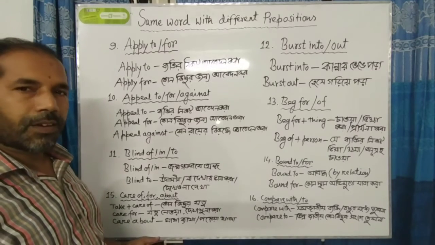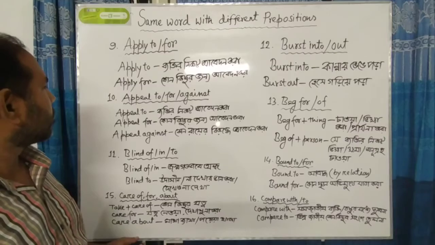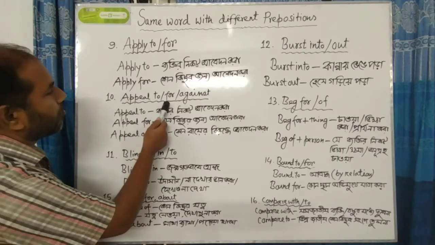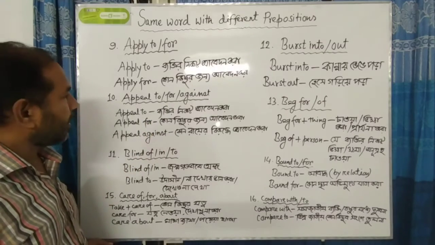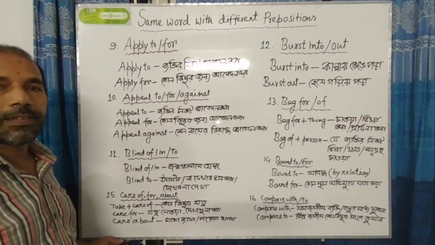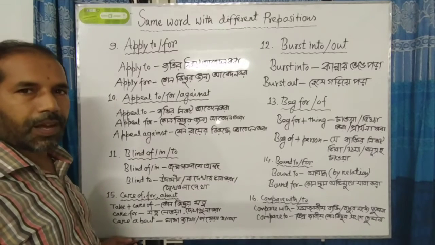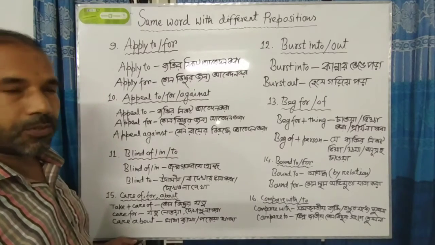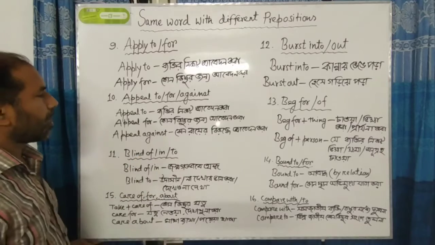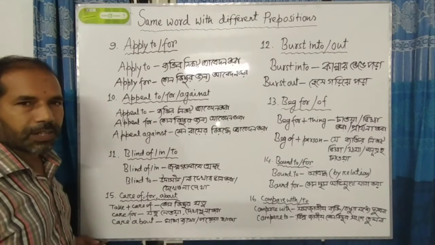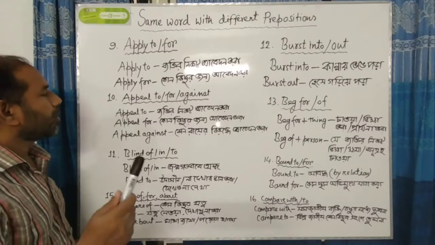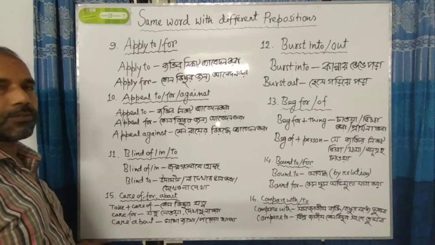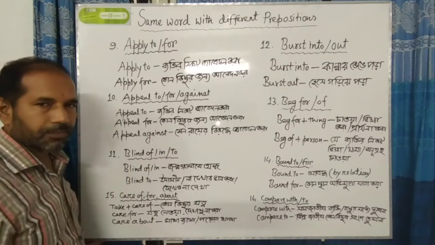Now we have to go to number 10. How do we see number 10? Appeal to, for, against. The meaning of appeal is also আবেদন করা. Then we have to know when we should use appeal to. Appeal to means ব্যক্তির নিকট আবেদন করা. That is to say, when a person comes after the verb appeal, we should use to before that person. Appeal to a person, ব্যক্তির নিকট আবেদন করা.